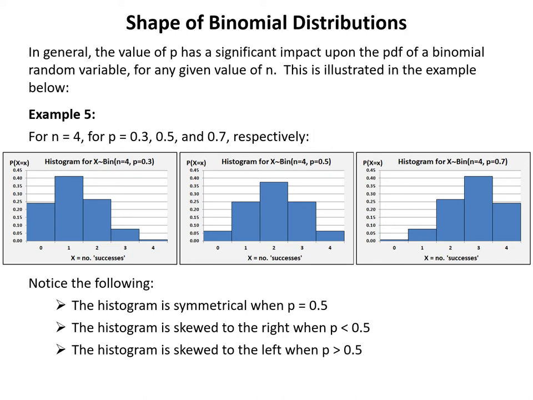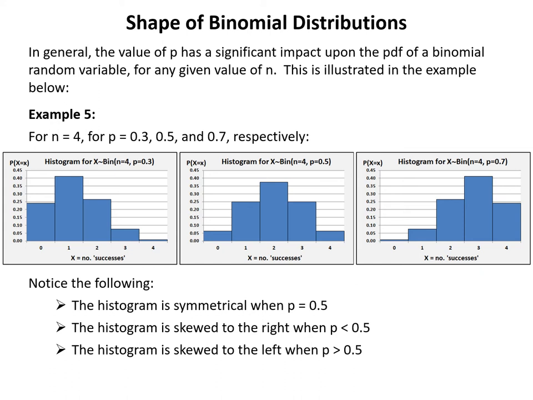And you can see a few things become obvious. You'll notice, first of all, the histogram in the middle. When p is equal to 0.5, that means that your chance of success is exactly equal to your chance of failure. So your probability of failure will be 1 minus p, which will also be 0.5. And so it shouldn't be a surprise that the histogram is symmetrical.